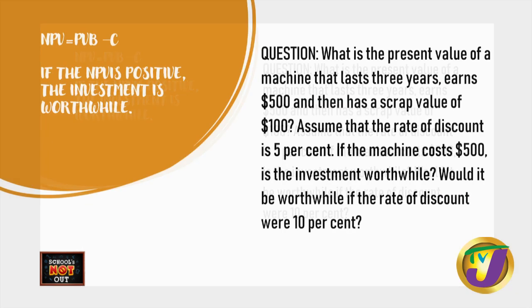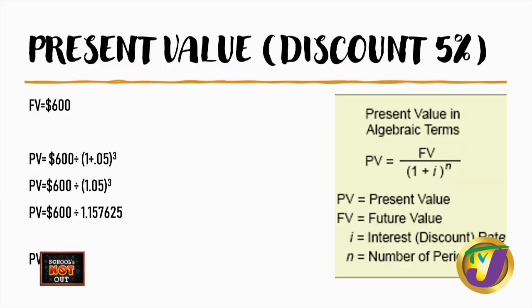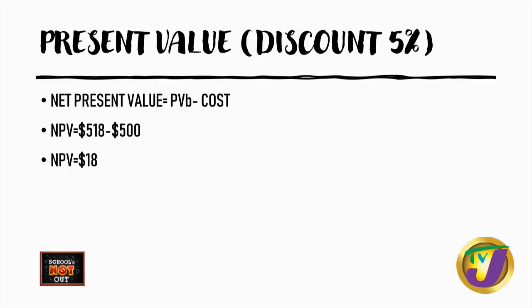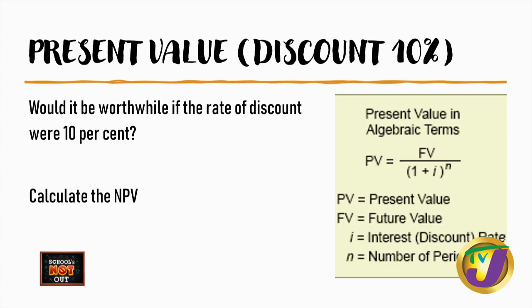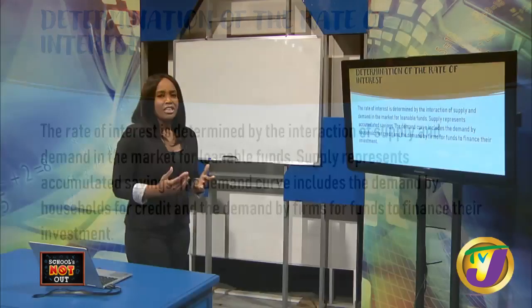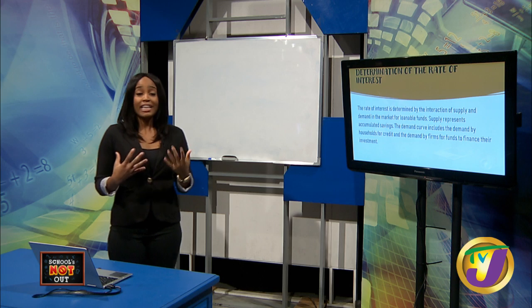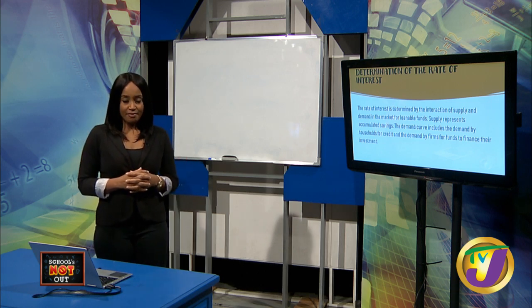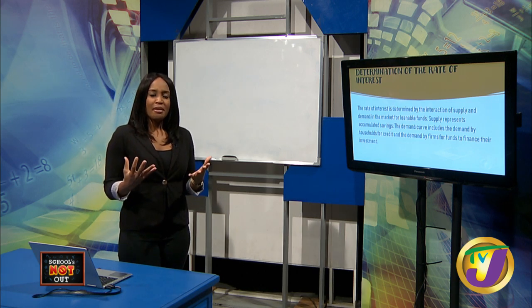Now, if this machine costs $500, then it's going to be a worthwhile investment because the present value is $518, and the net present value would be $18, which is a positive figure. So please remember to do the calculation if the discount rate is 10%, and we'll look at that while we're doing our recap.